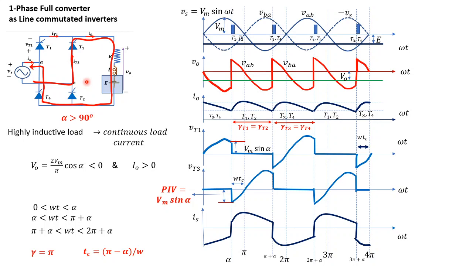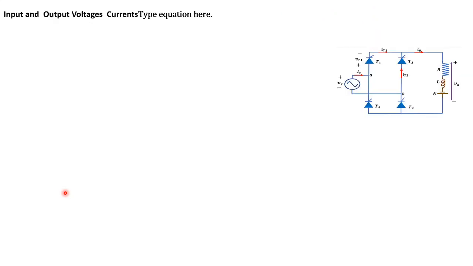Now here the power absorbed by the load is negative, so it is not absorbing power, it is delivering power. So this converter is referred to as an inverter. It is a line commutated inverter. Now let us see the input and output voltages, their RMS values and average values, and currents also.